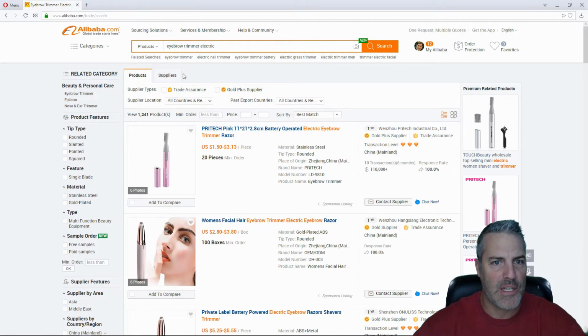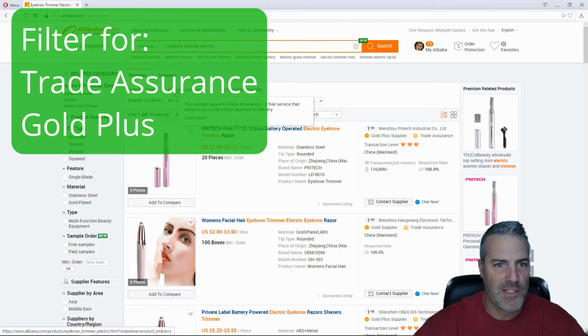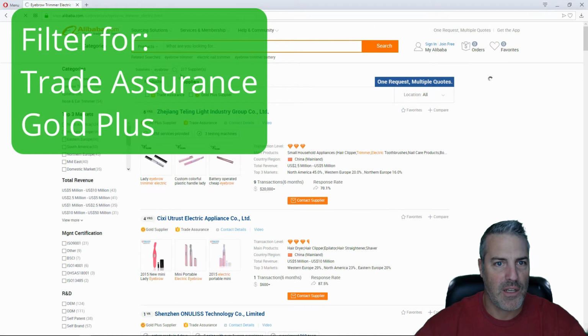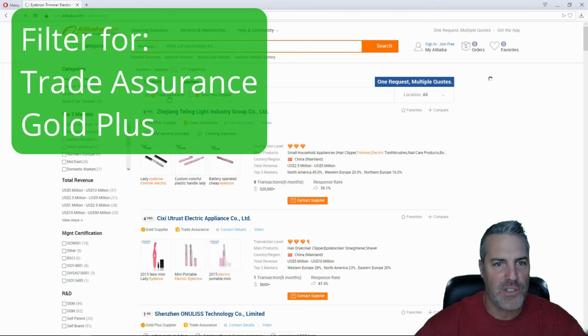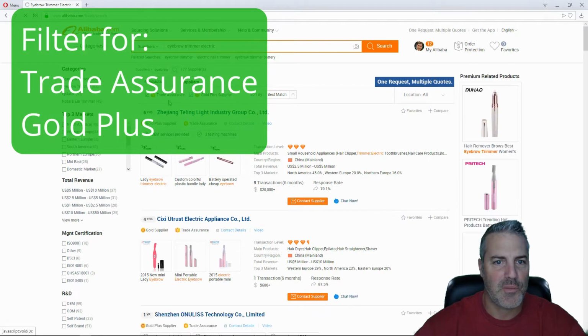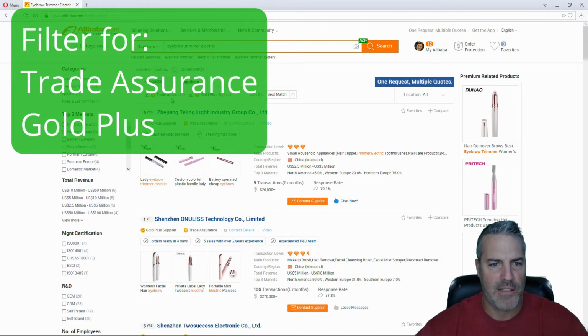Now, the first thing I'm going to do is filter for some things that I don't want to show up. I don't want suppliers that don't have trade assurance or gold plus. So I'm going to come over here to the supplier tab. You can see here I have 1,241 products from 217 suppliers. So I'm going to filter on the supplier tab for trade assurance, and I'm going to filter for gold plus supplier. Trade assurance is basically a guarantee to me, the buyer, that the transaction, the product, everything is according to what we agreed to, and that's through Alibaba.